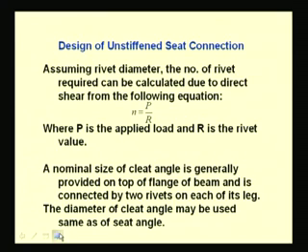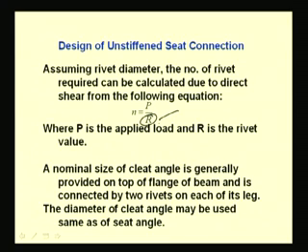Now after finding out the thickness, we have to assume some rivet diameter, and the number of rivets required can be calculated. How? We know the load acting on the joint and we know the rivet value. Rivet value can be calculated for a particular rivet diameter. So we can find out the number of rivets from the formula P by R, where P is the end reaction and R is the rivet value. From this I can find out the number of rivets with the assumption of a particular diameter of the rivet.